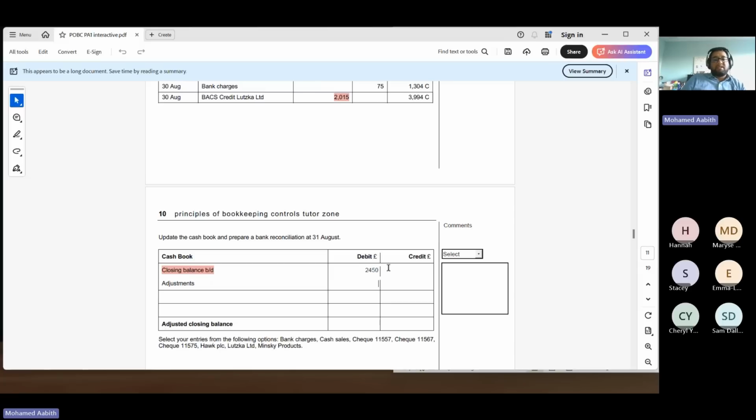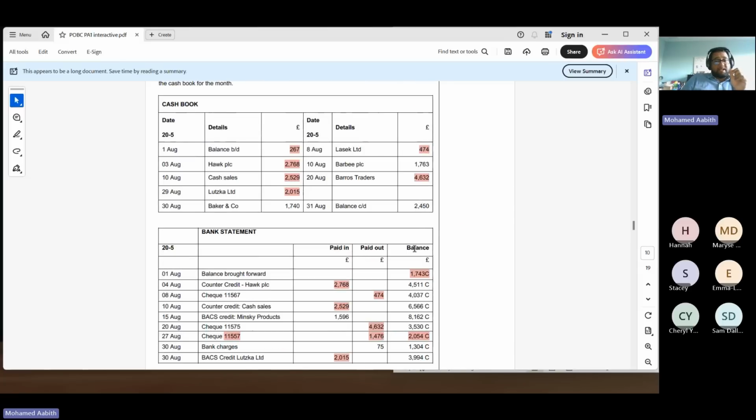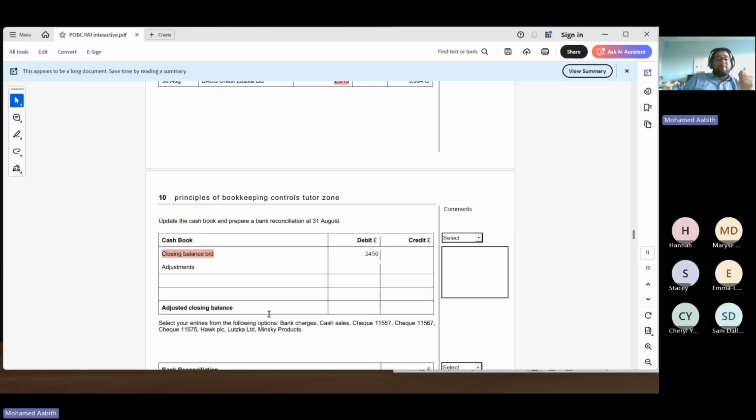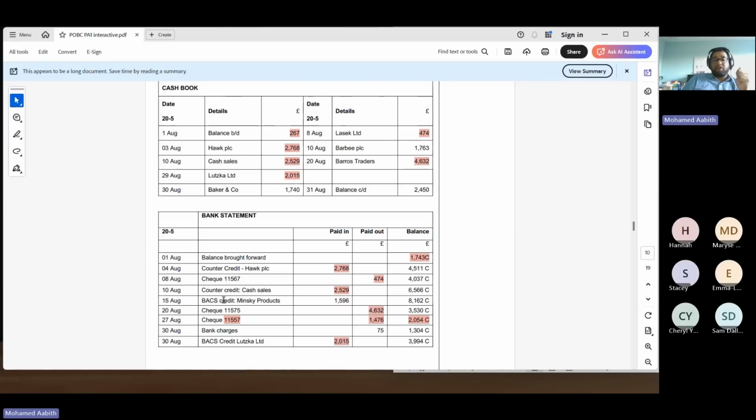Yeah. But this time it's on the debit side. Why? If that is a credit balance, the bank downside will be a debit balance. Now we have to make the adjustment. Now, what are the adjustments we're going to do? Which numbers am I going to be using to update my cash book?